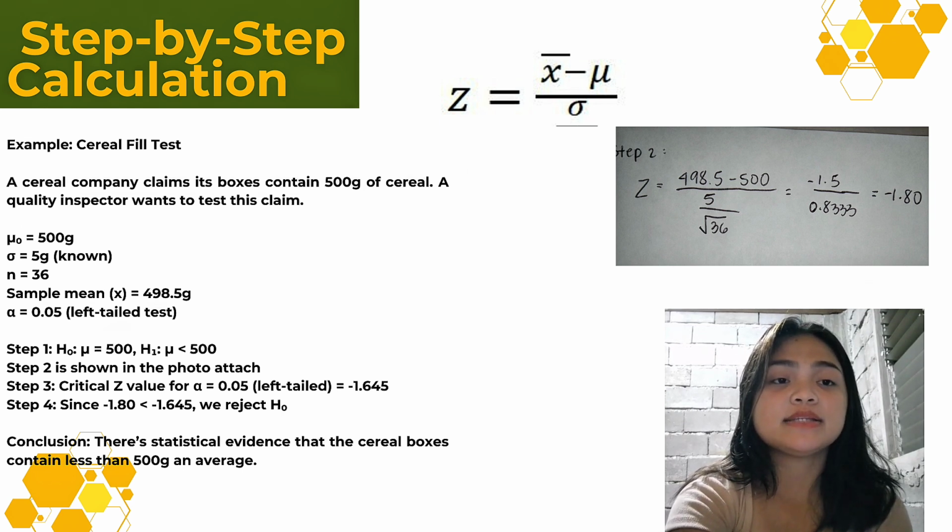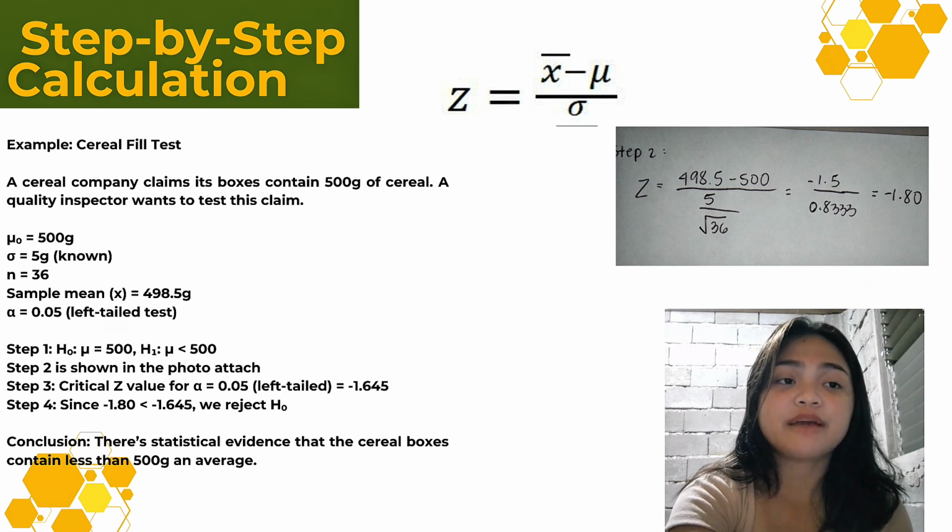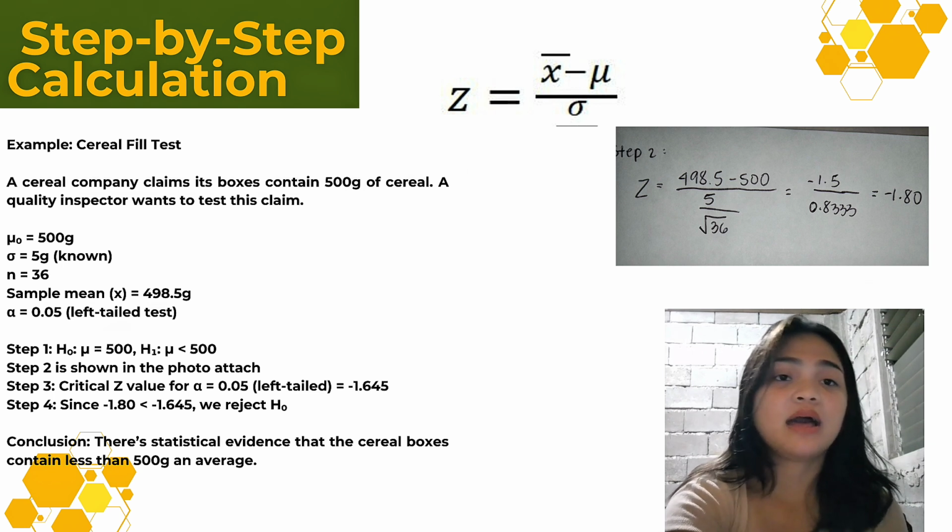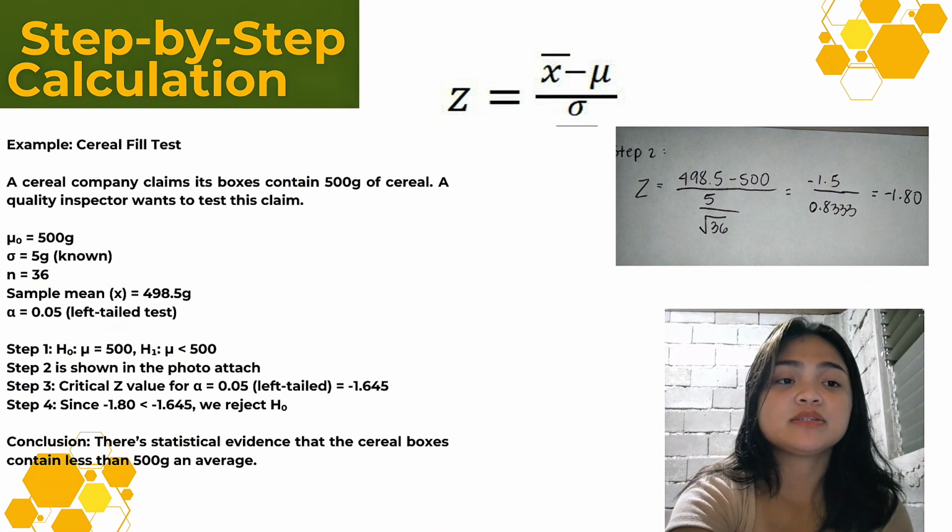Step 4, since negative 1.80 is less than negative 1.645, we reject the null hypothesis. So in conclusion, there's statistical evidence that the cereal boxes contain less than 500 grams on average.